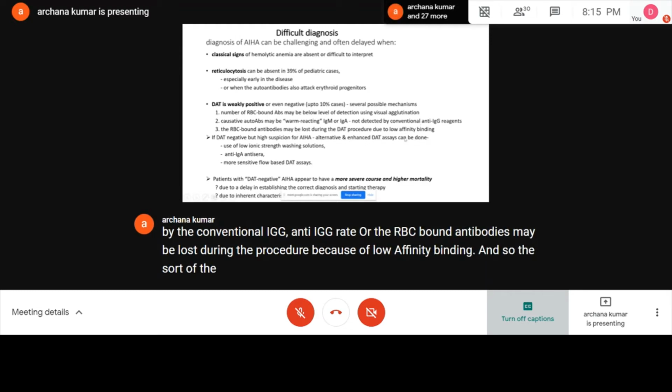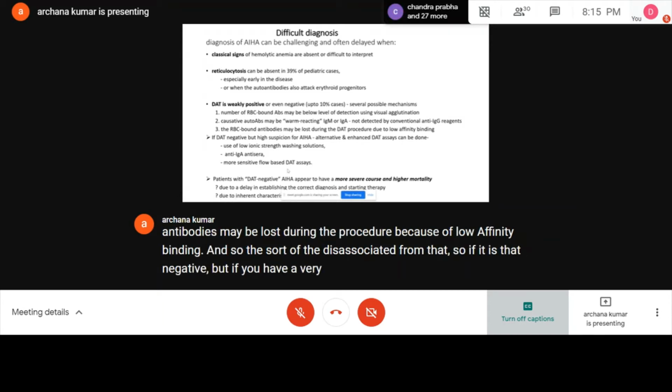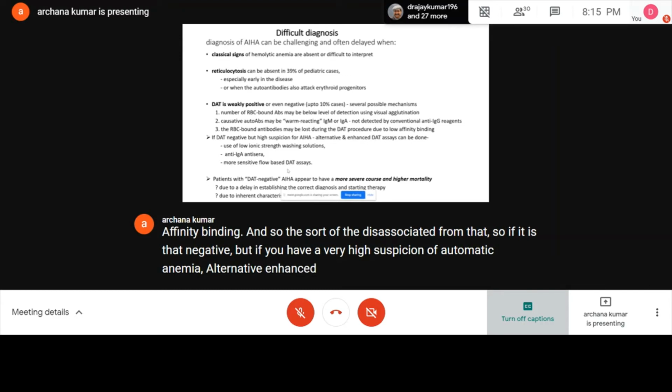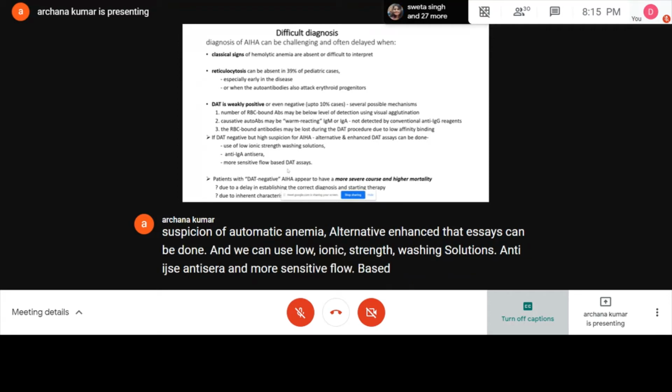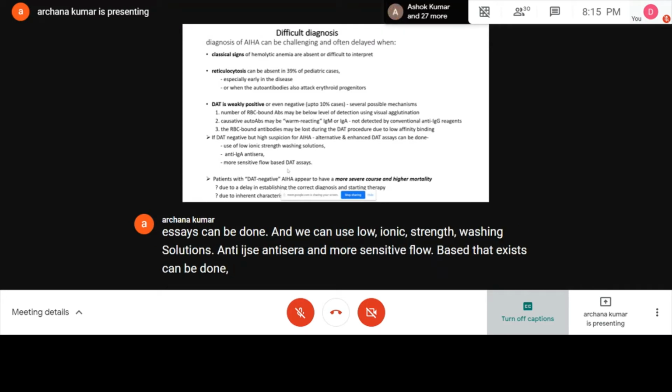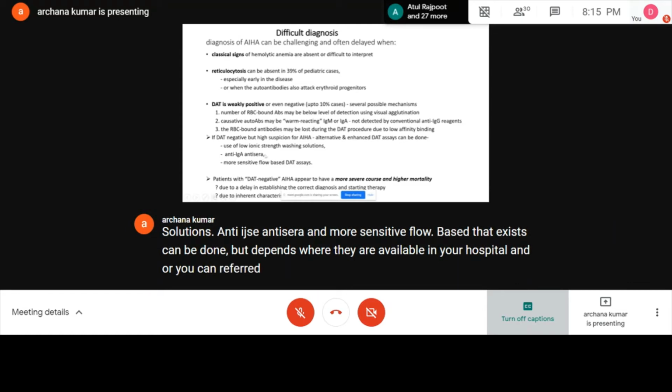Or the RBC-bound antibodies may be lost during the procedure because of low affinity binding, and so they disassociated from the RBCs. If the test is negative but you have a very high suspicion of autoimmune hemolytic anemia, alternative enhanced DAT assays can be done. We can use low ionic strength washing solutions, anti-IgA antisera, and more sensitive flow-based DAT assays. But it depends if they are available in your hospital, or you can refer them to some other place.